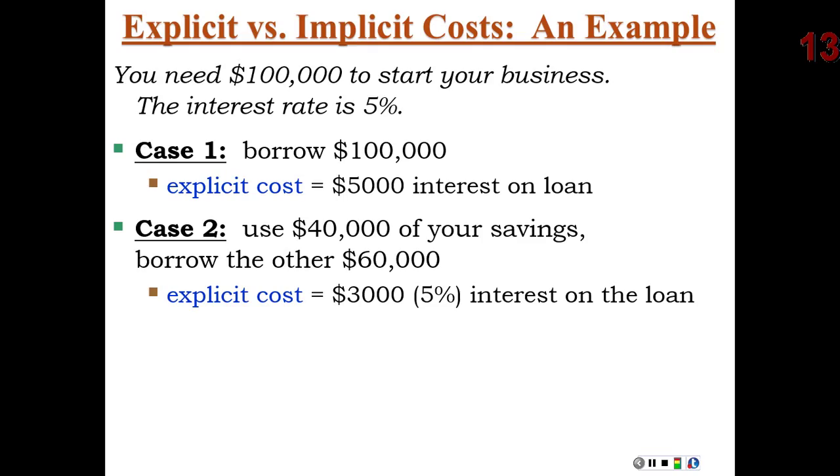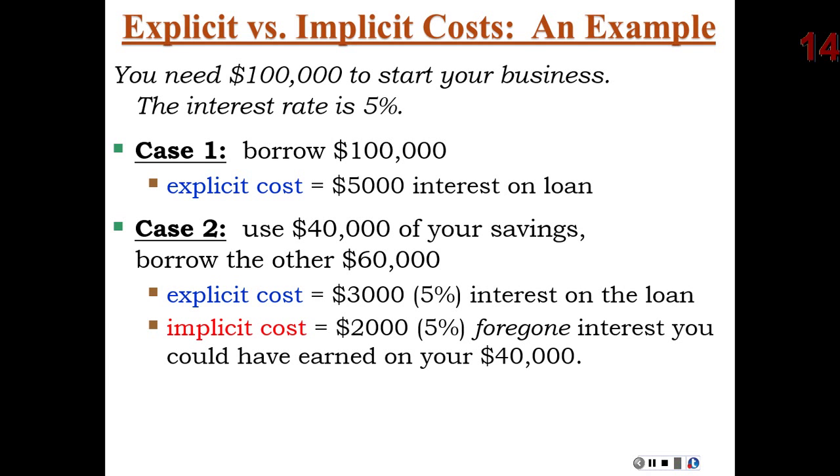But the economist would not stop there. What would the economist point out? The economist would point out that, yes, you saved on having to pay interest to the bank, but guess what you didn't save on? Guess what you didn't earn? Your $40,000 could have remained in your savings account where you could have earned 5% interest, right? Which would have been 5% times 40,000, which is 2,000. So you have $2,000 of foregone interest that you gave up because you used your money to start your business.